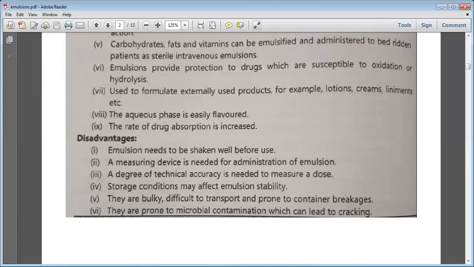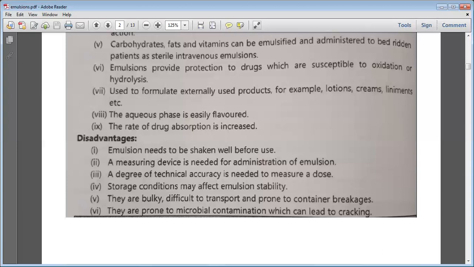As you know, syrups and other liquid oral medications nowadays come with a measuring cup. The measuring cup measures around 2.5 to 10 ml, and the emulsion has to be put in the cup according to the dose mentioned by the prescriber, and administered by the oral route using the measuring device. A degree of technical accuracy is needed to measure a dose, meaning the accurate dose has to be taken out from the container.